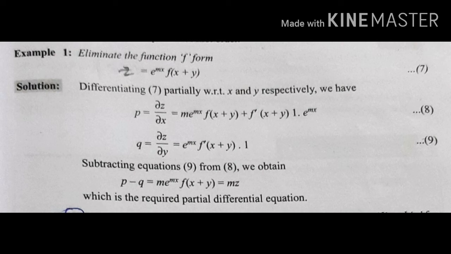Subtracting the equation 9 from 8, we obtain small p minus q is equal to, one term we cancel, m e to the power mx f of x plus y. We put the value from number 7 and we write it as p minus q is equal to small m z, where z is equal to e to the power mx f of x plus y. So we eliminate here the arbitrary function f and we get the required partial differential equation.